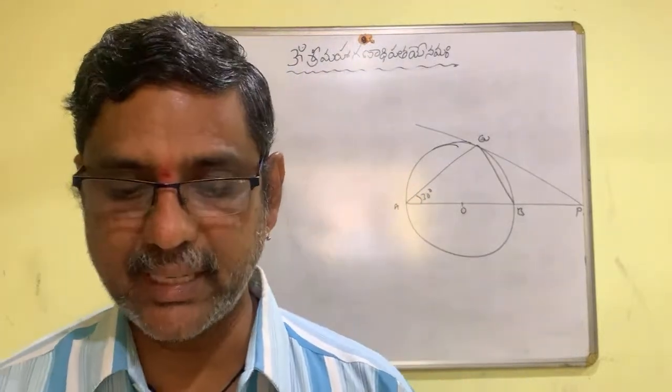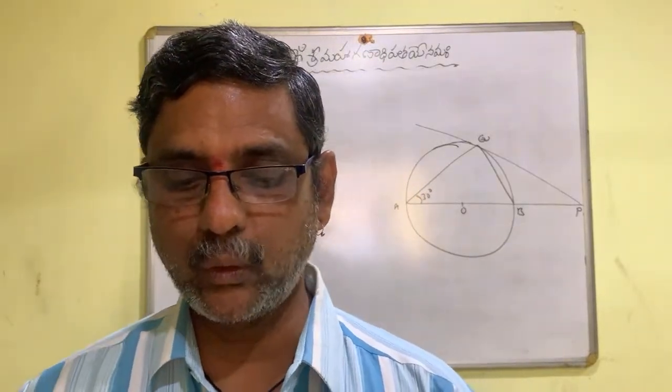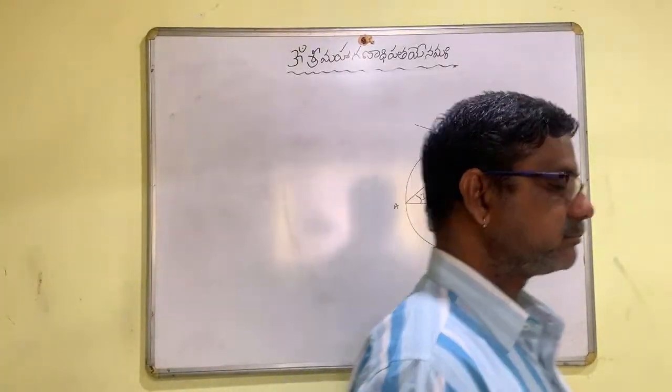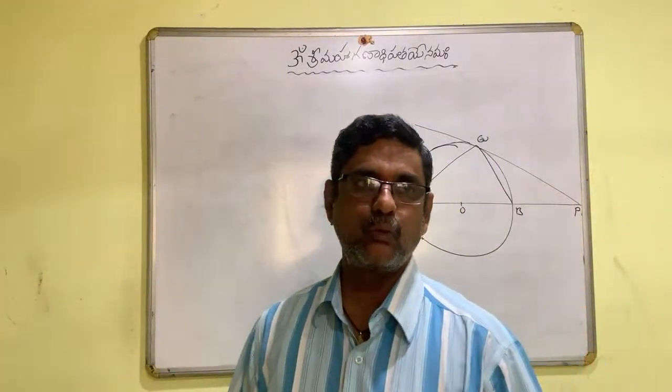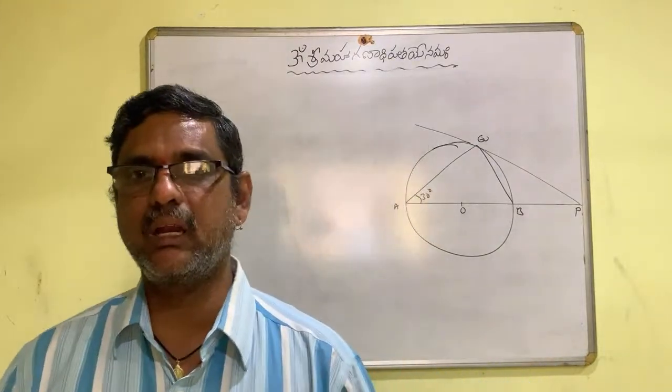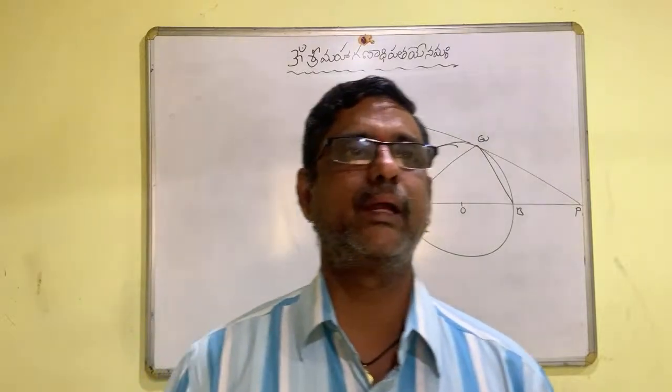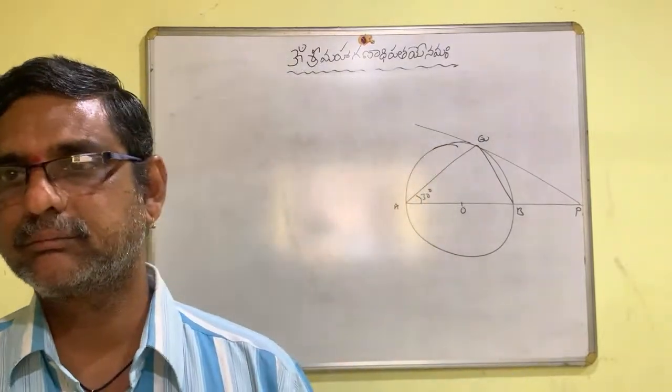Question number 27. Prove that root 5 is an irrational number. I think everyone knows it. That is a basic problem and I am not going to touch that one.